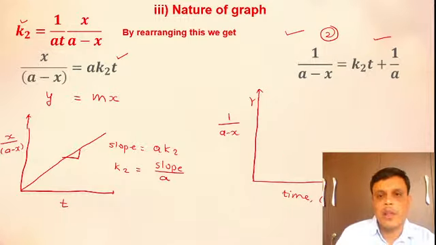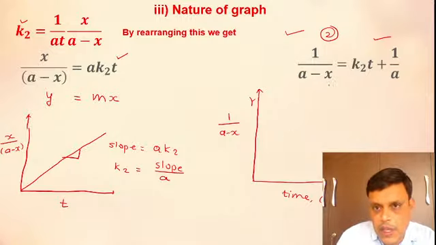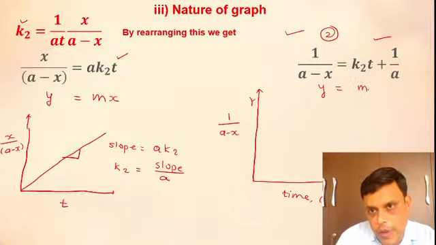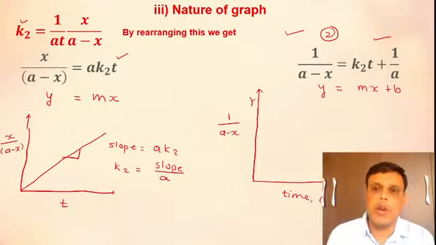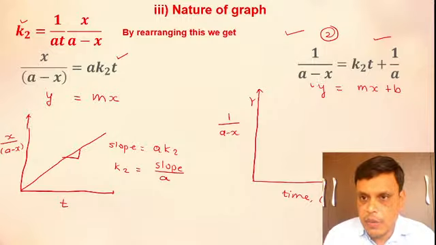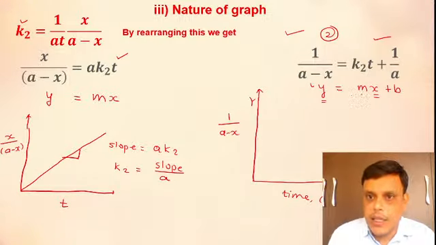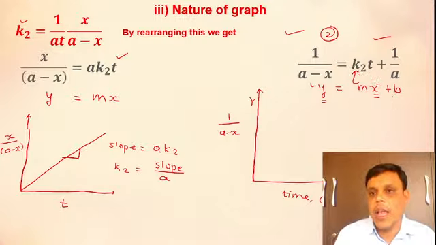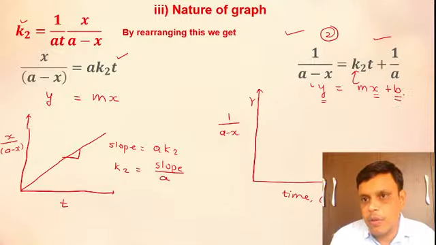After arranging, you see this equation is nothing but y is equal to mx plus b. So this is your y, x is nothing but your time, m is nothing but the slope, and b is the intercept on the y-axis.